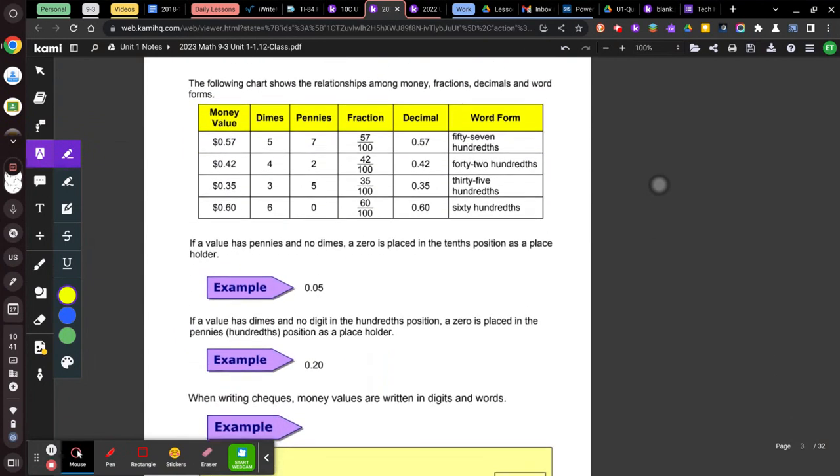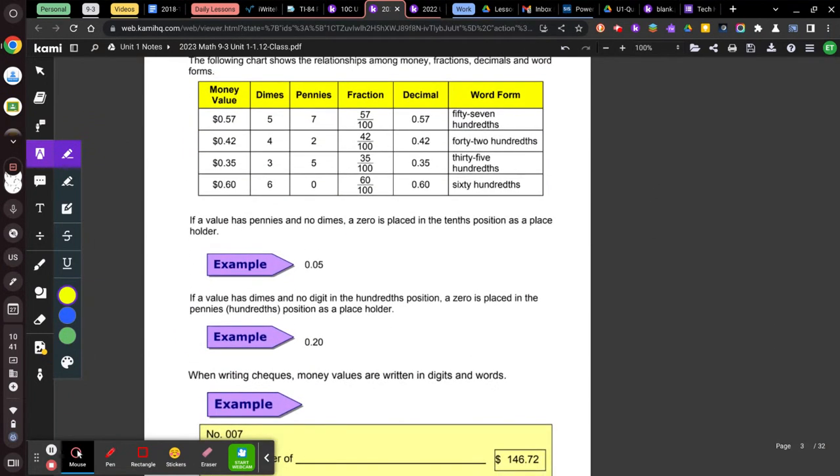So let's take a look at the next page, when they talk about what place values we have. If I'm looking at money in value in dimes and pennies, we see 57 cents. That means I would have 5 dimes and 7 pennies. So out of 100, it would be 57 out of 100. What if I had this?